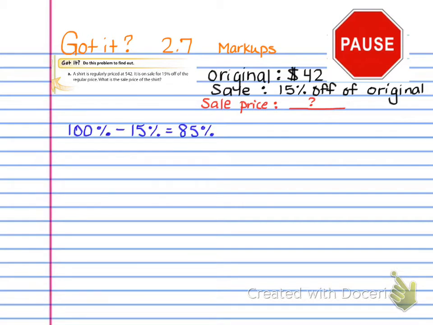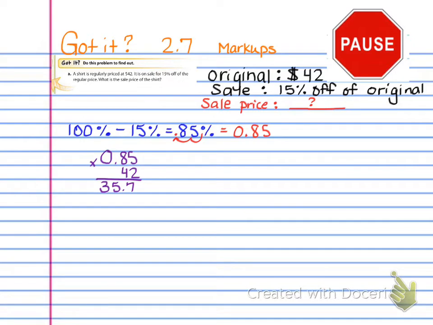All right, welcome back. So the first thing you should have done was taken 100%, which is the total, and subtracted that 15% discount. That 85%, once again, remember, actually represents the percentage that you're going to pay. Now we're going to change that to a decimal, 0.85, and now we're going to multiply 0.85 times 42. So we get 35.7.